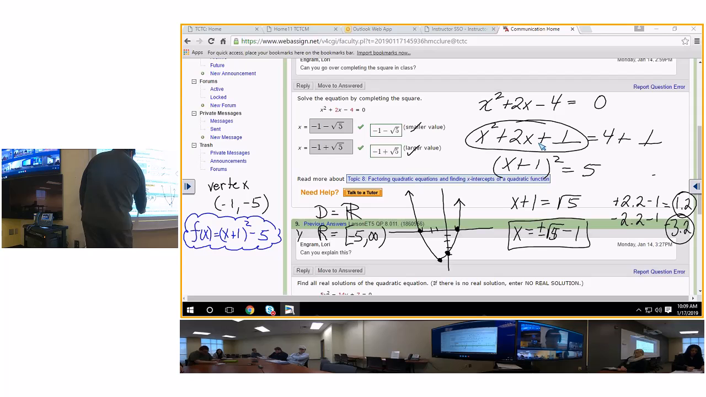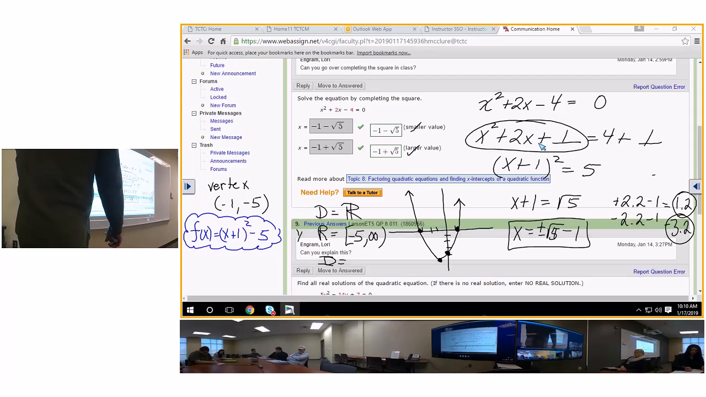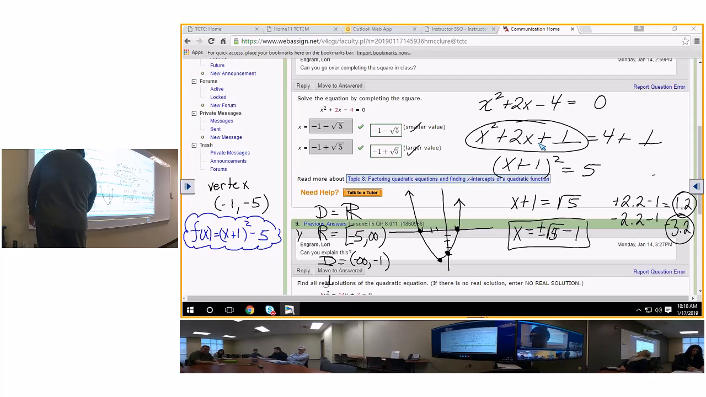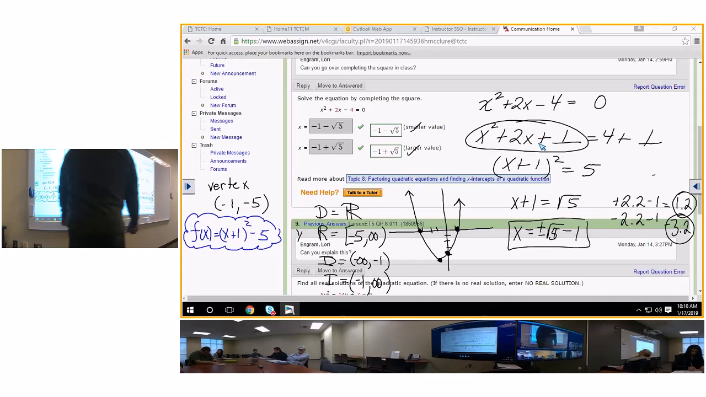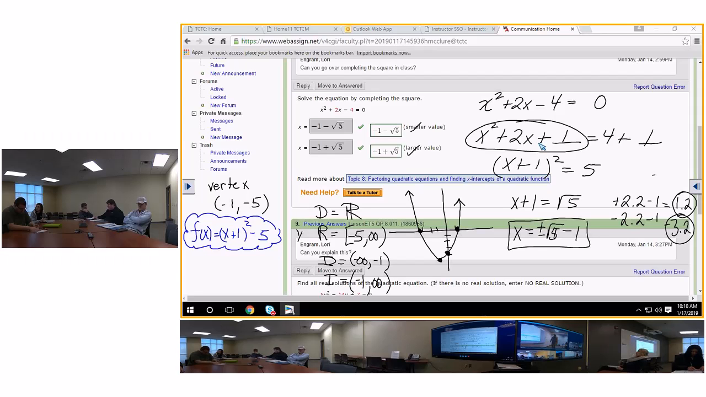Increasing or decreasing on the x-axis: because I read from left to right, like most of y'all do, it's decreasing from negative infinity to negative 1, and then increasing from negative 1 to what? Infinity, Hubert. Thank you for the interaction. And that's how you do that.